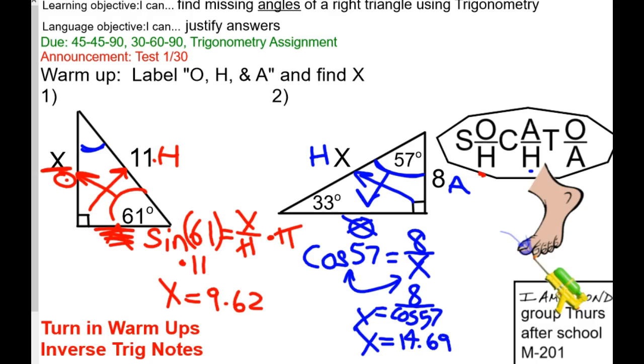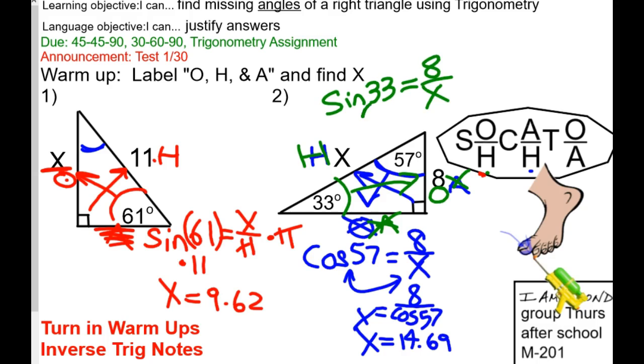Now, real quick, I'm about to write something that you don't have to write, but I do want you to look up here. What if, in a parallel universe, we started from 33? This would be my O. This would be my A. We wouldn't need A, so O and H would be sine. So if you started from 33, you'd do sine 33 equals O over H. And then you would switch these two, and you would have X equals 8 over sine 33.